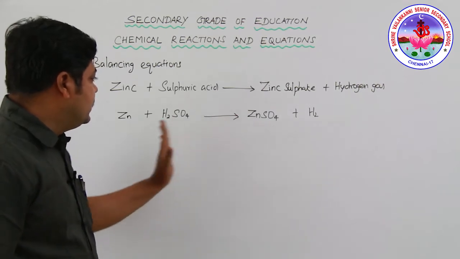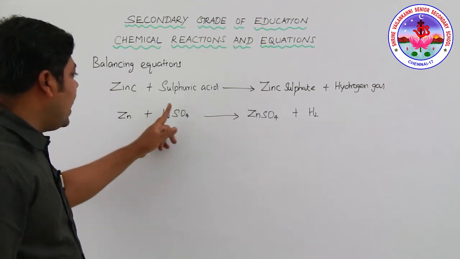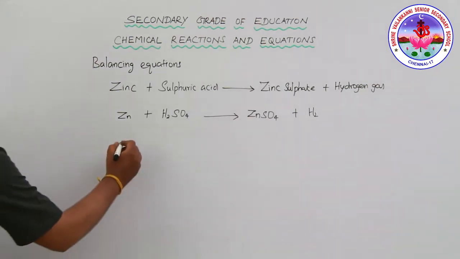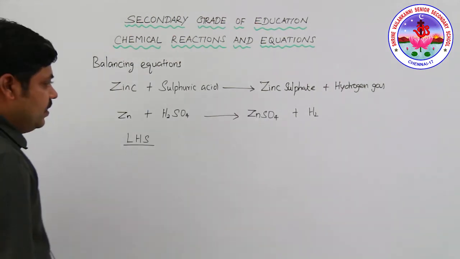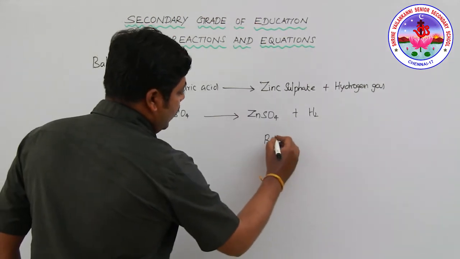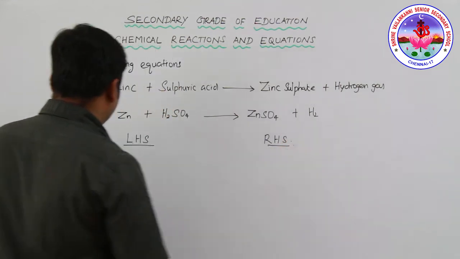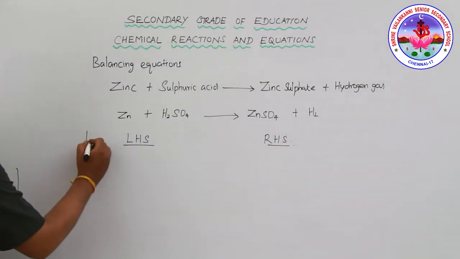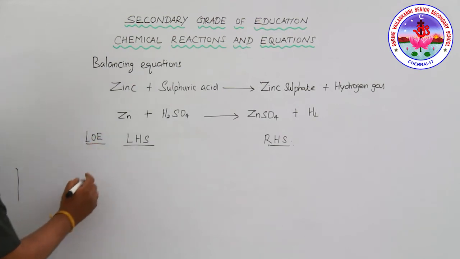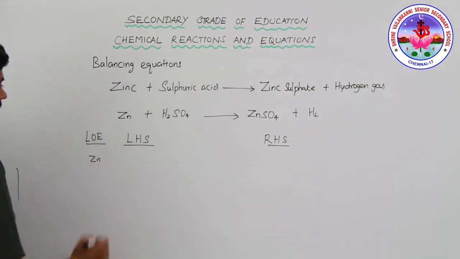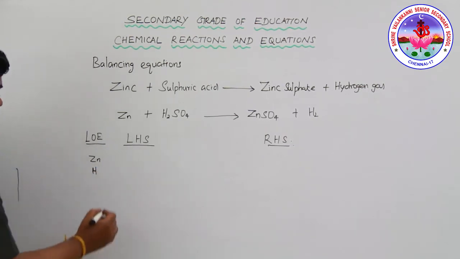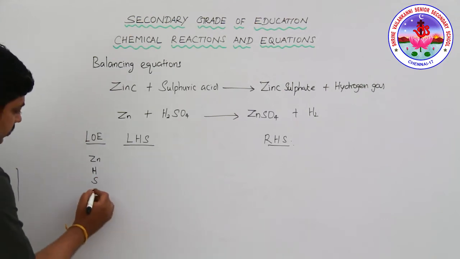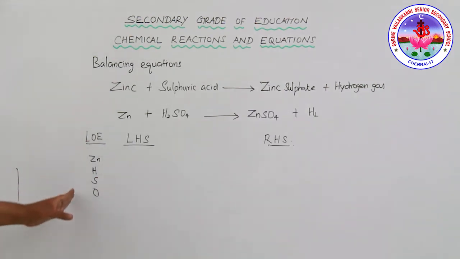Now just check whether the equation is balanced or not. The reactant side is LHS, then the product side is RHS. Then what is the list of elements? The list of elements is zinc, then hydrogen, then sulfur, then oxygen. So these four elements are involved in this reaction.